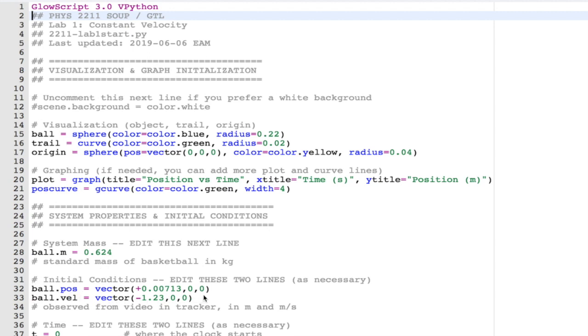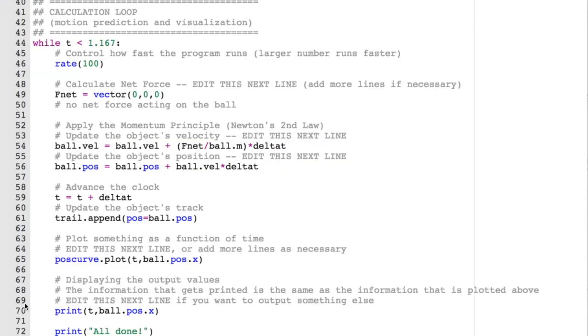On line 32, I set my initial position vector. On line 33, I set my initial velocity vector. I calculated both of those values using the equations previously in the slides. On line 44, I inserted the value of 1.167 seconds into my while loop because when I was choosing my frames on Tracker, that was the last recorded time.